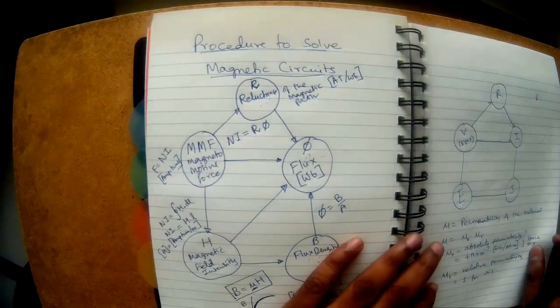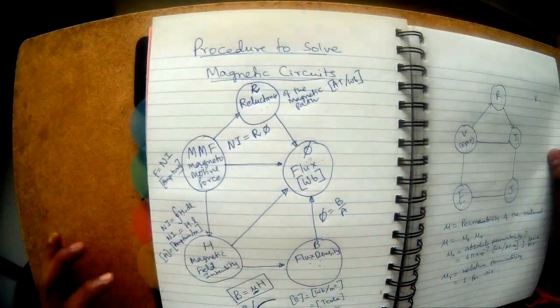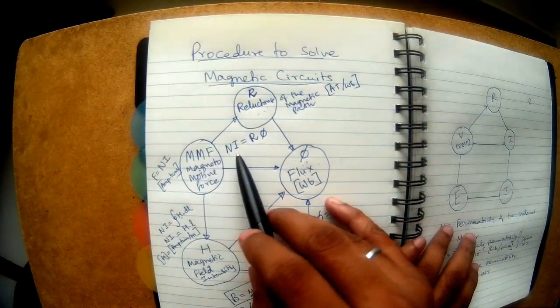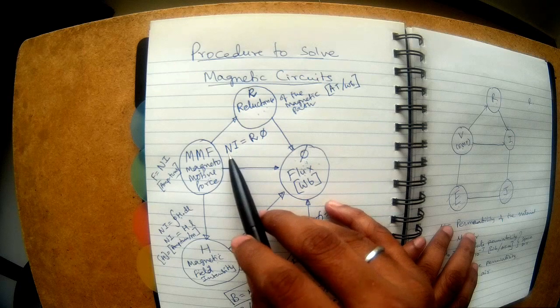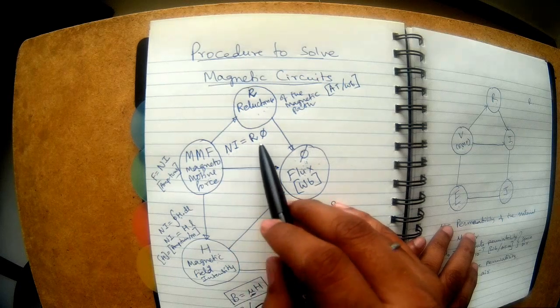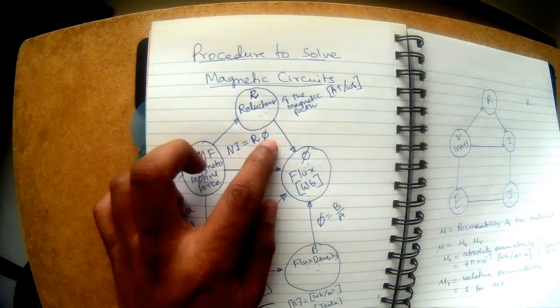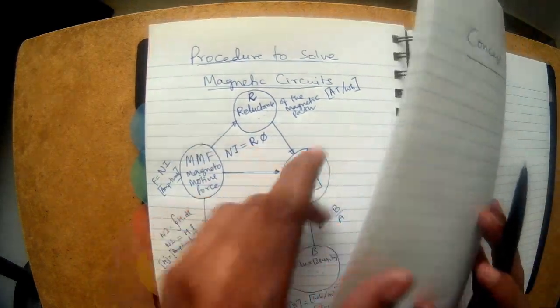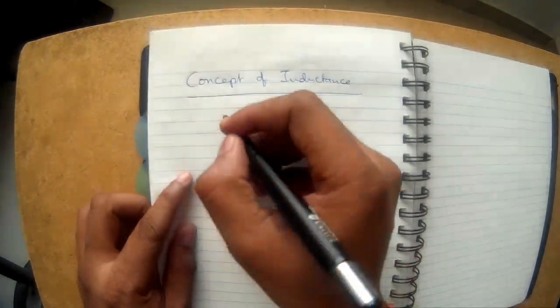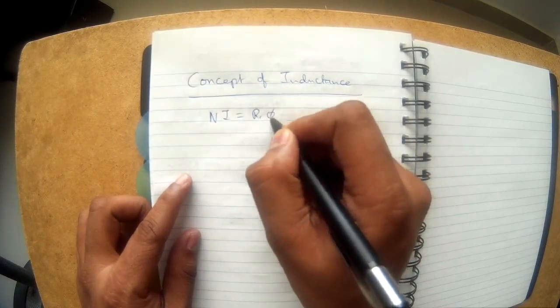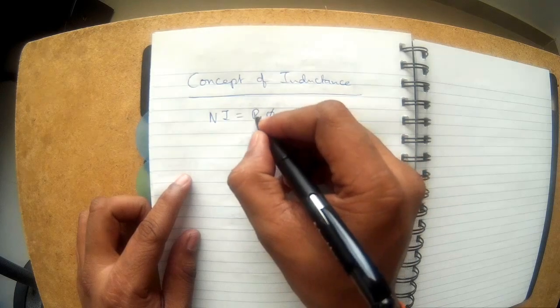Okay. So a few lectures back I was talking about this procedure for solving magnetic circuits, and in that we have seen Ni is R into phi. So the ampere turns are nothing but reluctance multiplied by flux. Okay, so we will start our analysis from this. So I'll write it down. So Ni is nothing but R into flux, reluctance into flux.